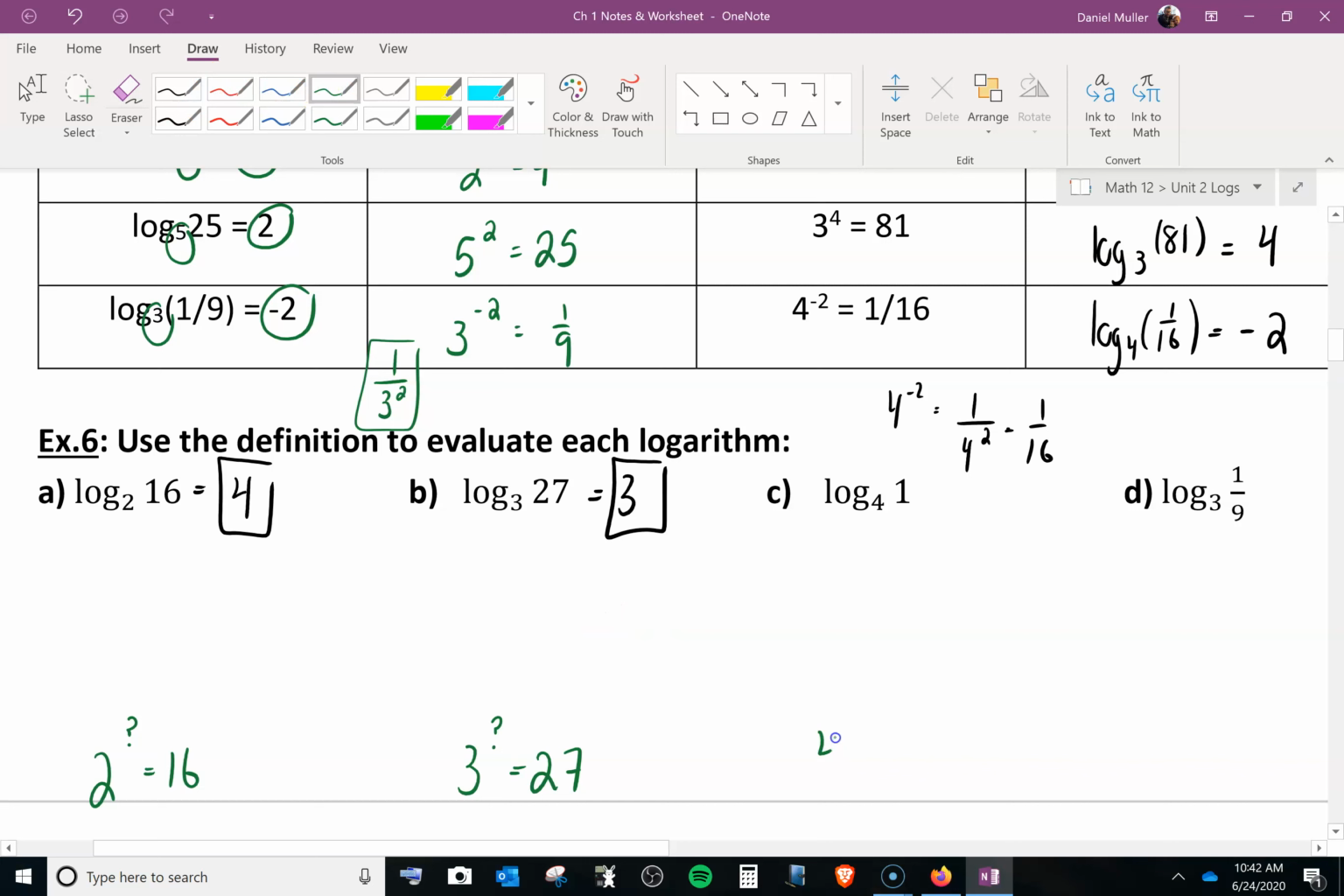And this asks 4 to the what gets me 1. And I know this one because anything to the power of 0 is 1. So this answer here must have been 0.